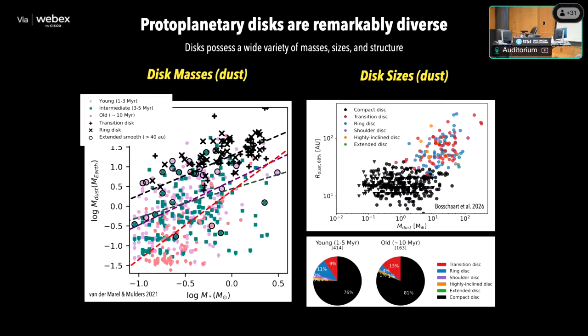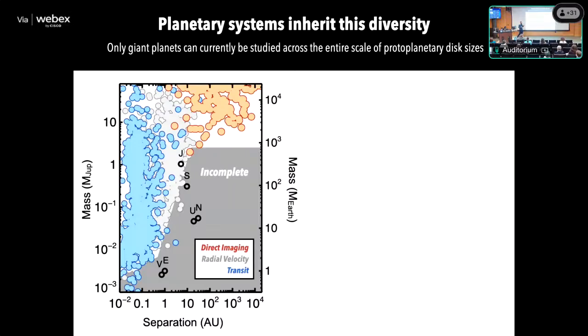So all large, spatially extended disks appear to be structured. And yet many disks are compact. And the bottom line with all of this is this diversity in initial conditions ultimately gets mapped into the diversity of planets that descend from these initial conditions.